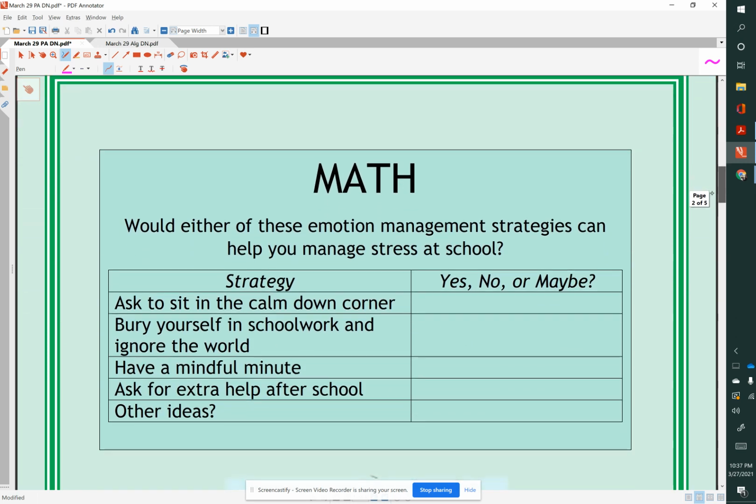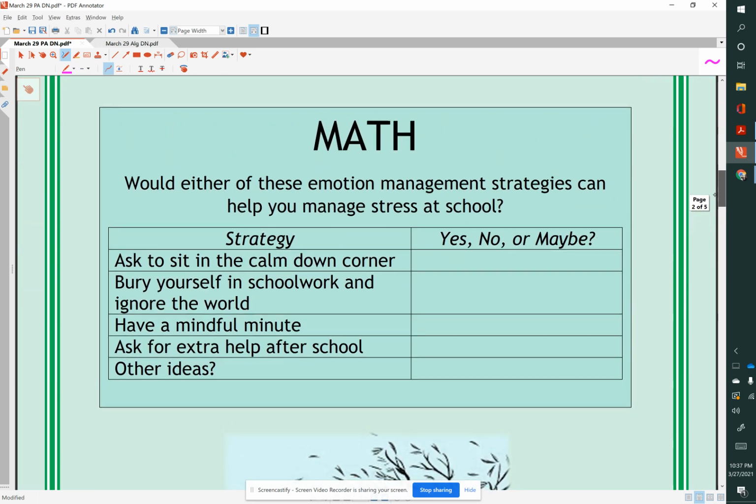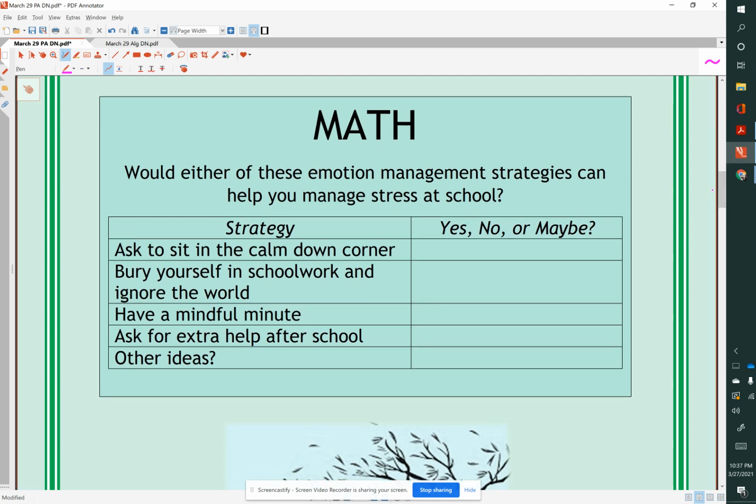We have some tree decorations today, just kind of blowing off the leaves, the leftover leaves from the trees before the new buds open up with those March winds. So today we're talking about emotion stress management or emotion management. And we're talking about kind of calm down strategies.